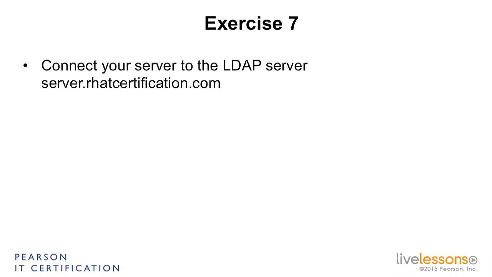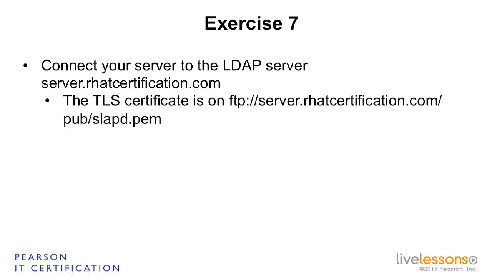So you need to connect your server to the LDAP server, which is server.rhatcertification.com. Once you have connected to this server, you can use the TLS certificate, which is available on ftp://server.rhatcertification.com/pub/slapd.pem. Just use the exact path as it is specified here, and your computer will be able to find it, under the condition, of course, that your Red Hat machine is able to connect to the internet. You do need an internet connection from your working environment, otherwise you cannot do this exercise.